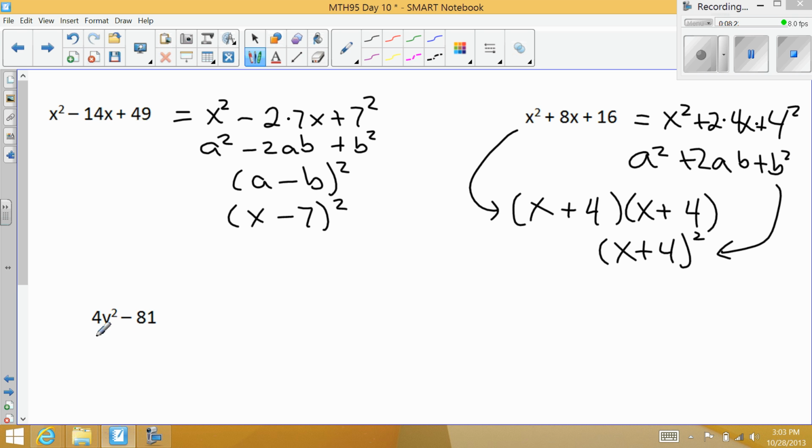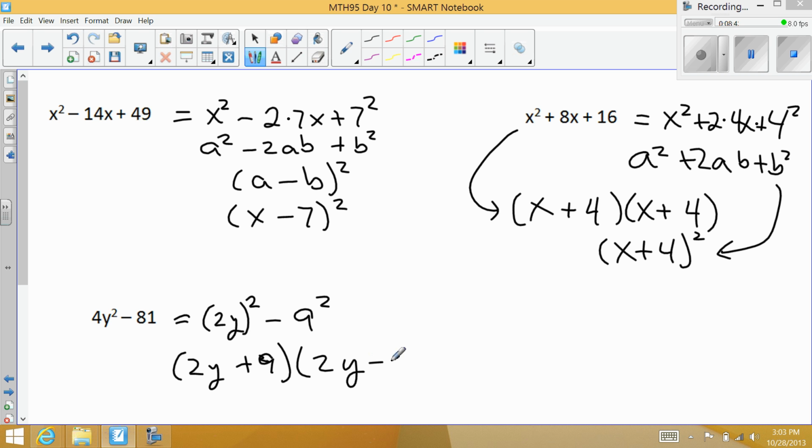And then this example here, I've got two terms, so I start thinking maybe it's a difference of squares. And again, I can think of this as 2y all squared, and then 81 is 9 squared. So this should factor to 2y plus 9 and 2y subtract 9.